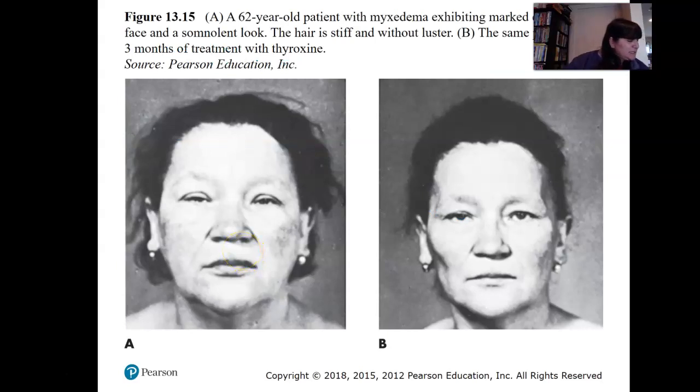So let's see. This is myxedema. Literally means condition of mucus swelling. It is most severe from hypothyroidism, characterized by marked edema. Edema, we're talking about swelling in the face, and hair that's stiff without luster. Without treatment, coma and death can occur. So this person, she's 62. It's a 62-year-old patient exhibiting marked edema. This is before treatment, and the same person 3 months after with thyroxine, right?